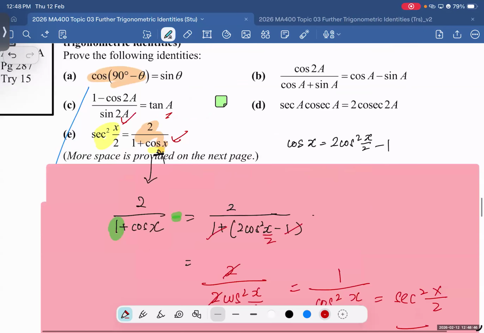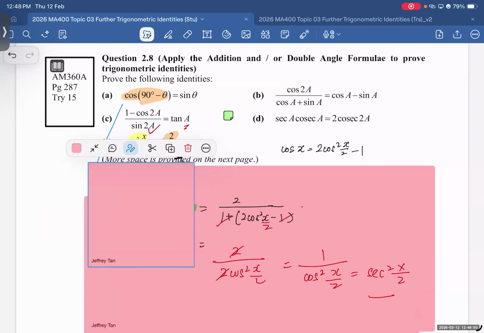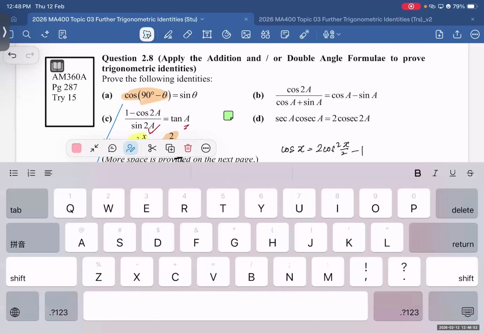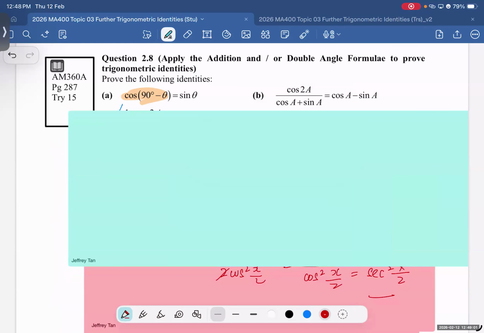2.8 part B, when I look at this again, I will start from the left hand side because I see that the double angle is on the left hand side. Like I say, it's easier to strip something down than to assemble something else. For me to break something into pieces is very easy. Double angle is big, so I see it as big.